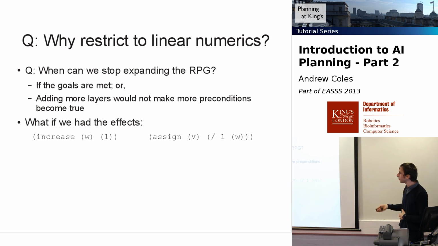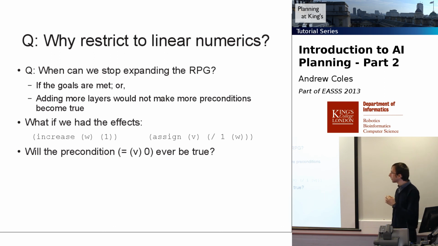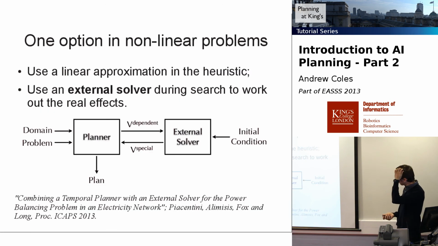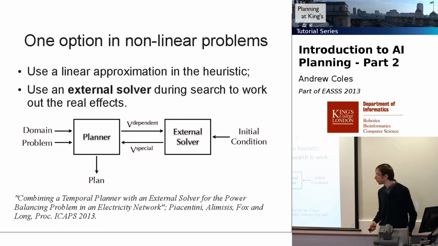What if we had a pair of actions? So one action is going to, say, increase the value of w by 1, and then another action is going to assign the value v the function 1 over w. Will the precondition v equal to 0 ever be true? Well, it will at fact layer infinity, but we don't want to have to expand the planning graph that far. So to guarantee that we can terminate the relaxed planning graph expansion, we make this restriction to linear preconditions and linear effects.